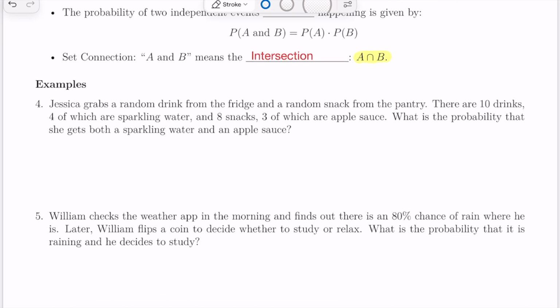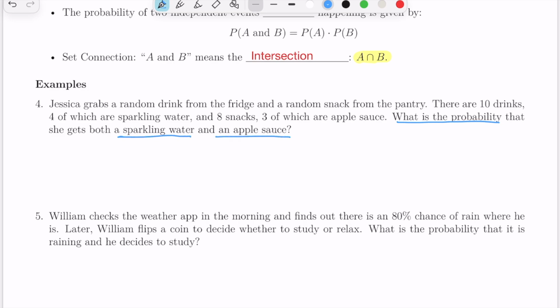Jessica grabs a random drink from the fridge and a random snack from the pantry. There's 10 drinks, 4 of them are sparkling water, and there's 8 snacks, 3 of them are applesauce. What's the probability that she gets both a sparkling water and an applesauce? So the first thing that I'm going to identify is what the question is. What is the probability? Okay, so I know I'm looking for a probability as an answer, and we want to get a sparkling water and an applesauce.